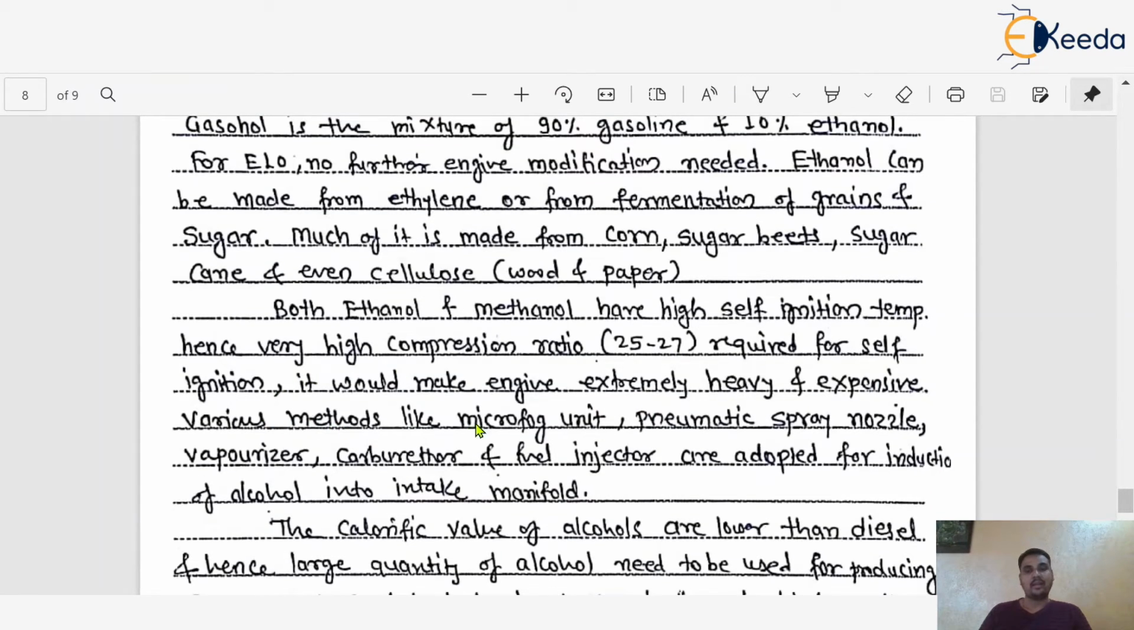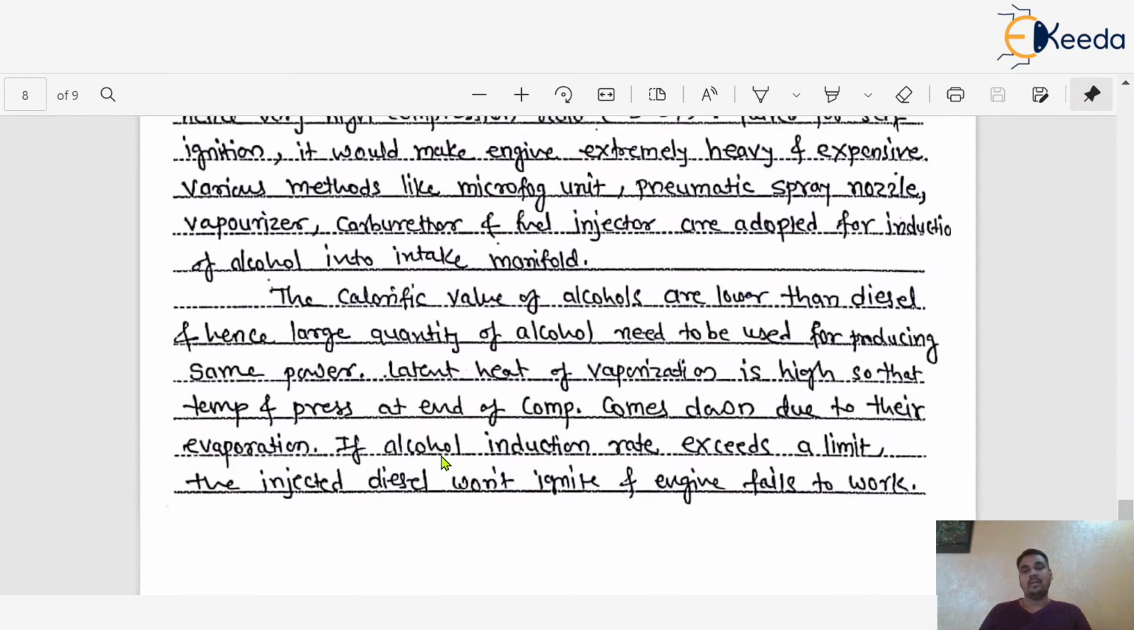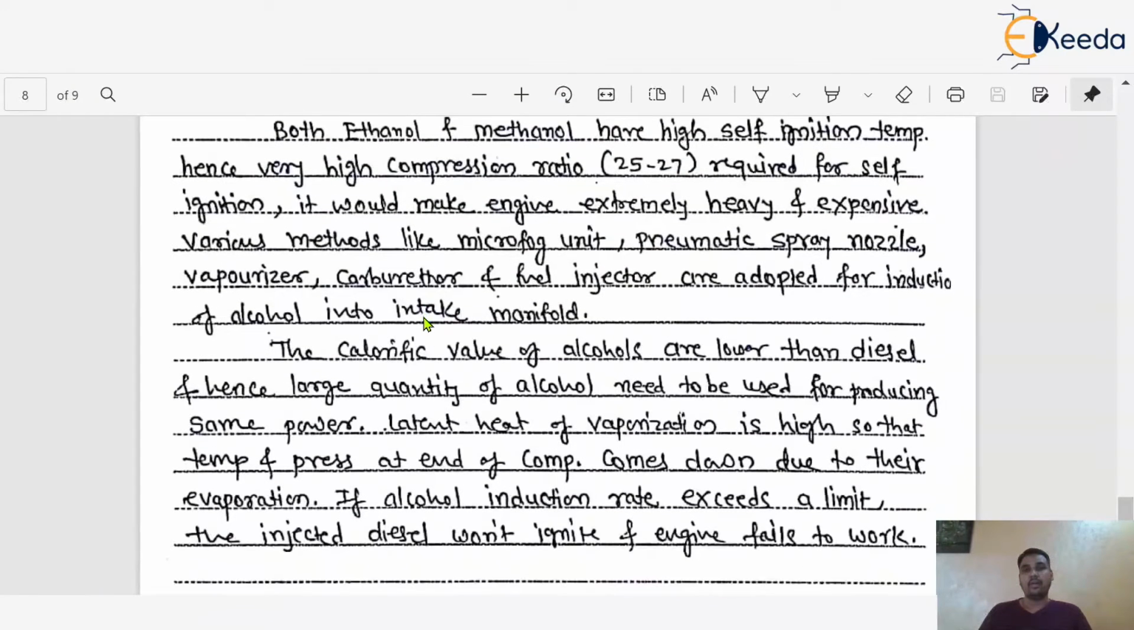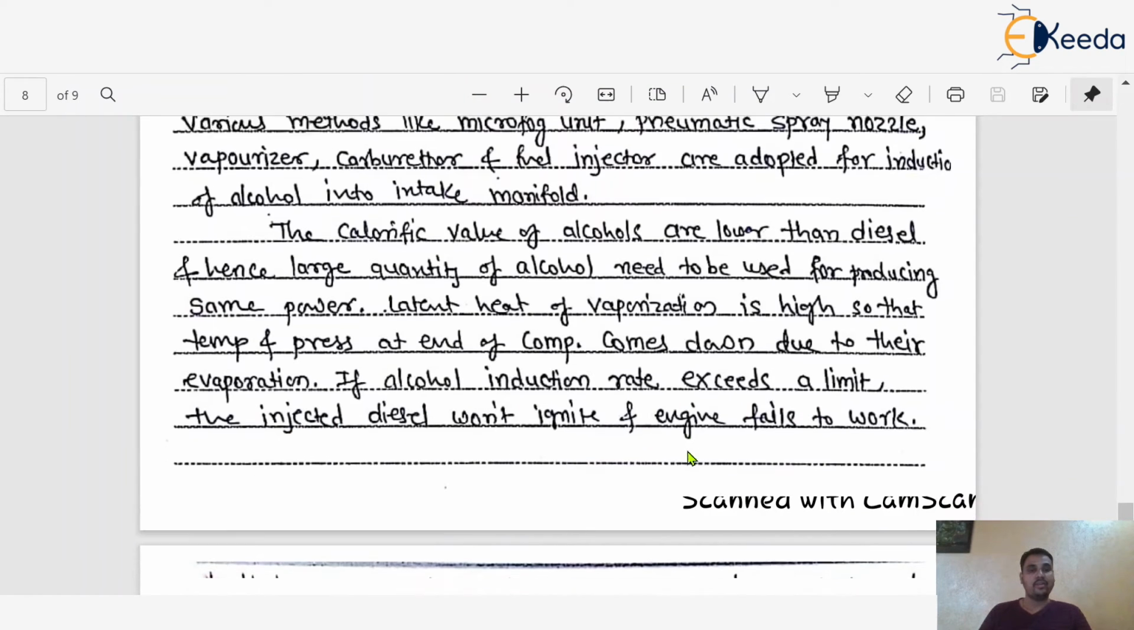Various methods like a micro fog unit, pneumatic spray nozzle, vaporizer, carburetor and fuel injector are adopted for induction of alcohol into the intake manifold. The calorific value of alcohols is lower than diesel, hence a large quantity of alcohol needs to be used to produce the same power. In the case of ethanol and methanol, the latent heat of vaporization is high, so the temperature and pressure at the end of compression come down due to their evaporation. If the alcohol induction rate exceeds a limit, the injected diesel won't ignite and the engine fails to work.